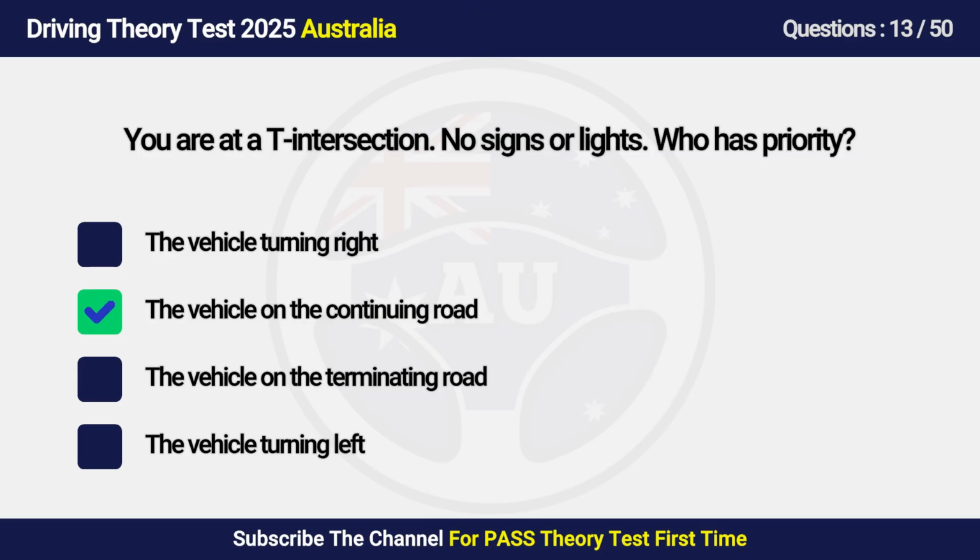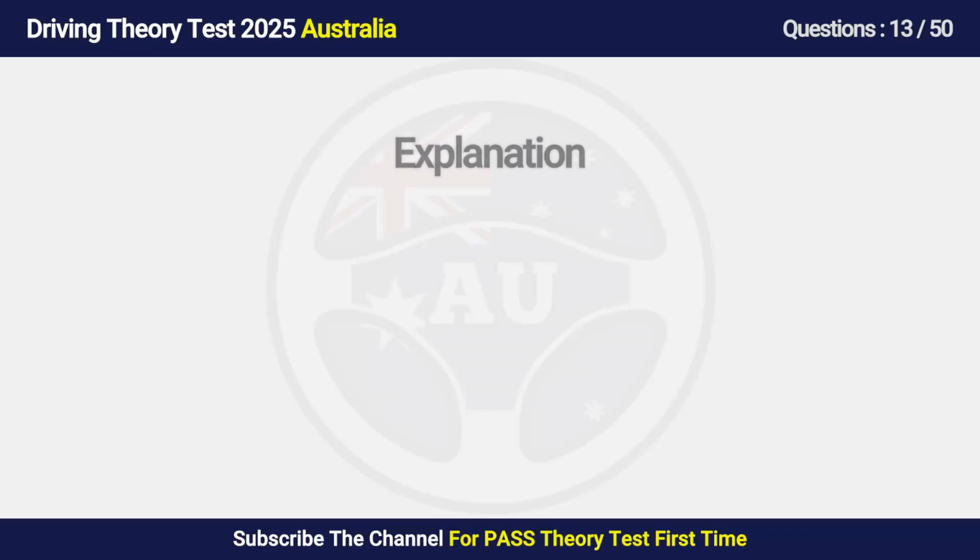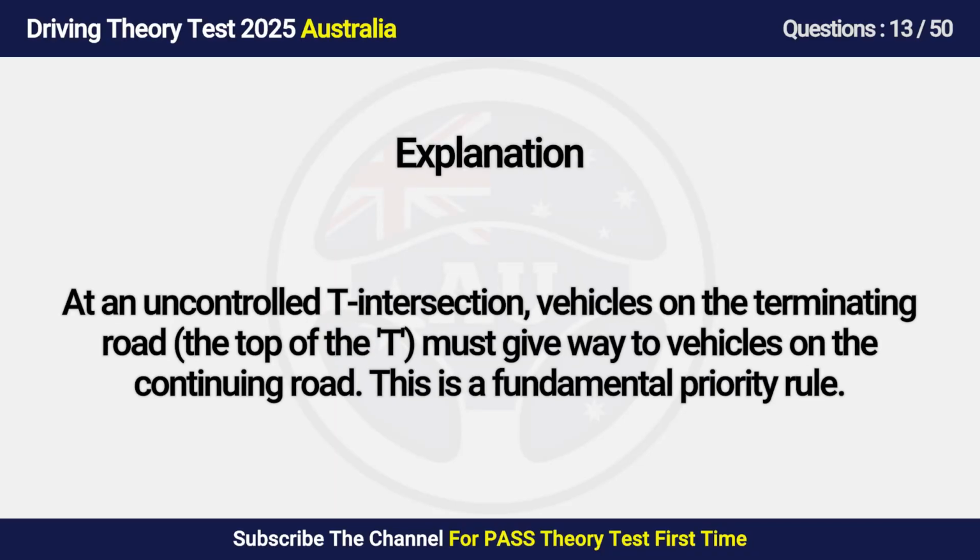Answer is B. The vehicle on the continuing road. At an uncontrolled T-intersection, vehicles on the terminating road, the top of the T, must give way to vehicles on the continuing road. This is a fundamental priority rule.